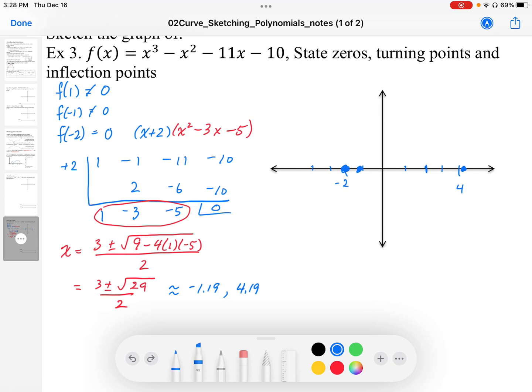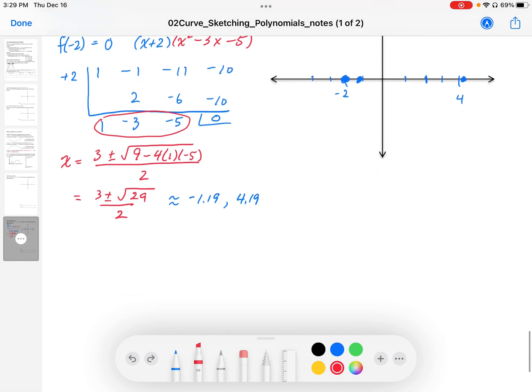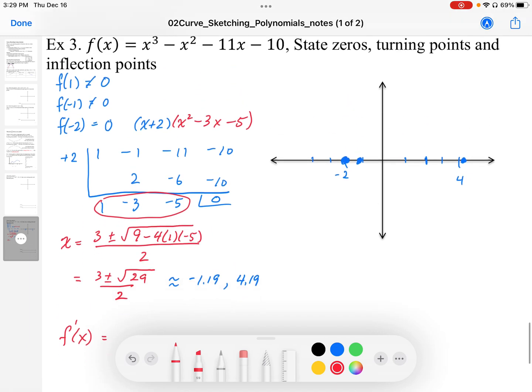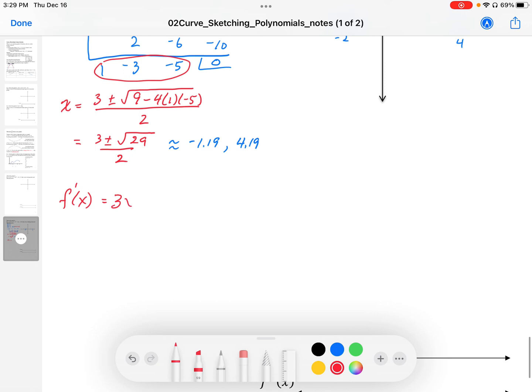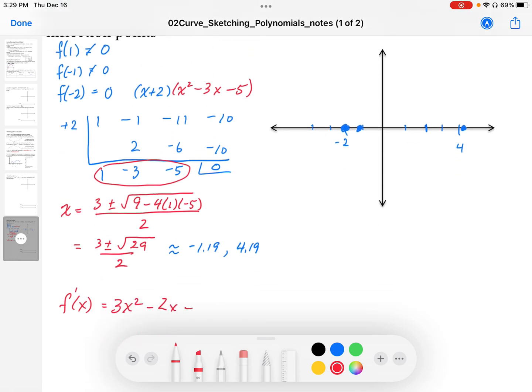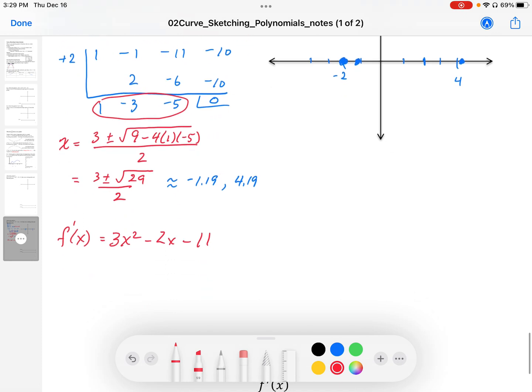Now at this point, we want to find the turning points or inflection points, so we need a derivative. So differentiating the original expression, we're going to end up with the derivative f prime of x is equal to 3x squared minus 2x minus 11. And since this is not factorable, we're going to have to use a quadratic formula to solve for the zeros of this, which are going to give us our min and max points.